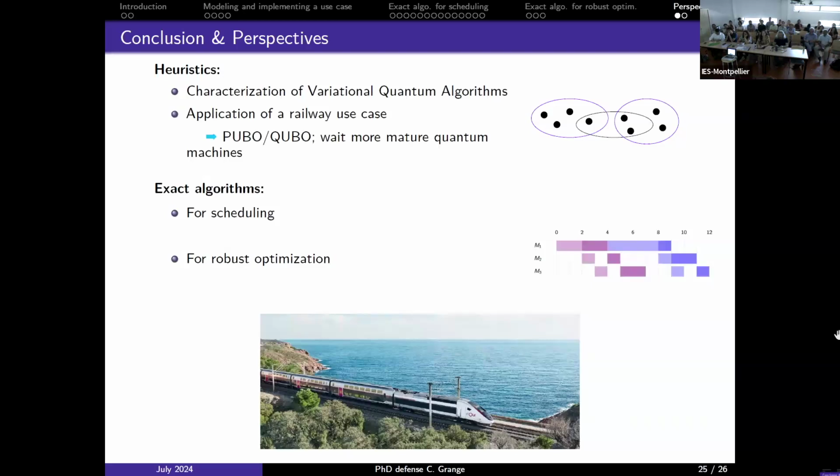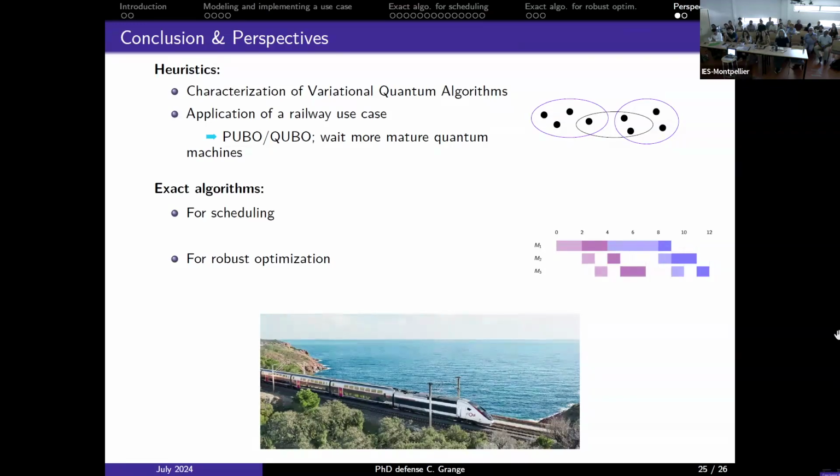And now what about the perspectives? For the heuristics part, we can think of going further in the investigation of comparing the QUBO and the other formulation, maybe trying other problems and understanding deeply how it works. And unfortunately, we also have to wait for more mature machines in order to really understand and quantify the performances of these algorithms.